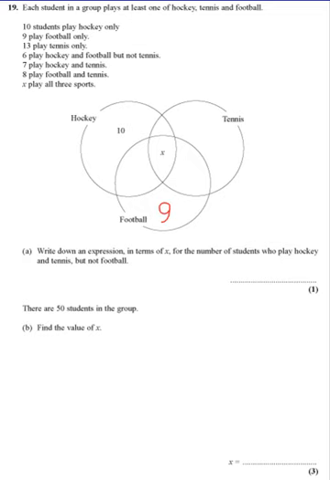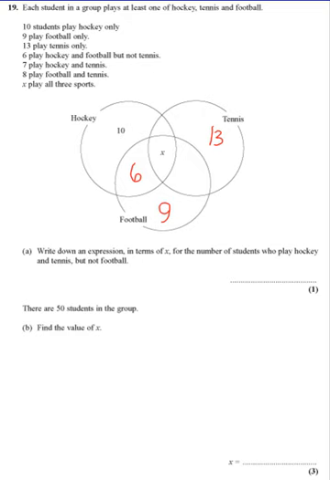We know that 9 play football only and 13 play tennis only. We also know that 6 play hockey and football, but not tennis. So that would go here. And I think we need to be careful about what these last two mean. When it says 7 play hockey and tennis, it's not clear whether that means hockey and tennis, but not football. It also says that 8 play football and tennis.